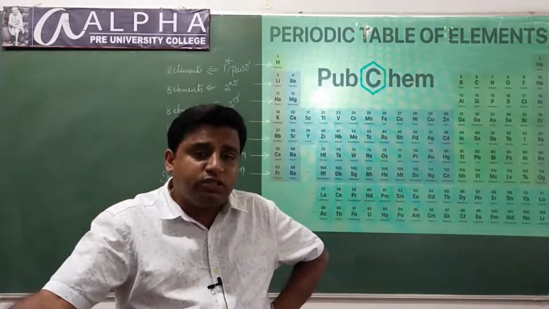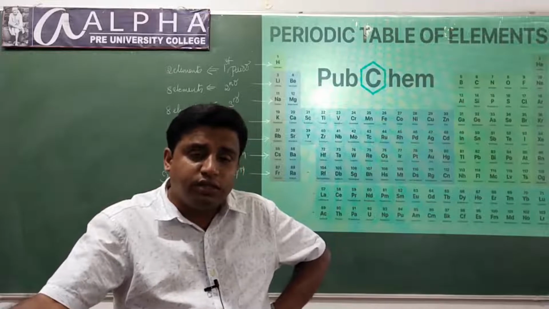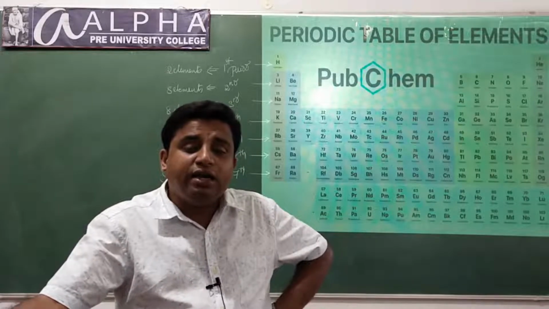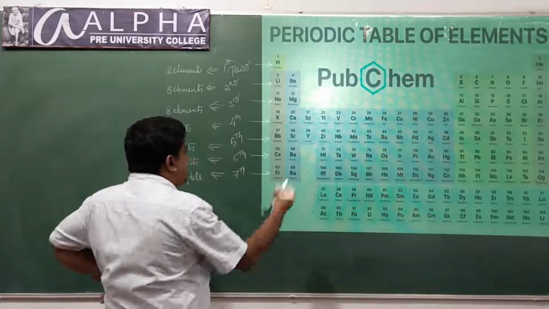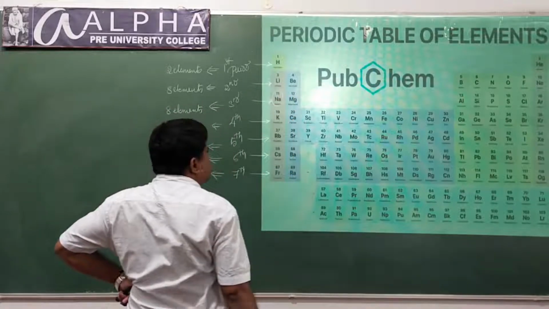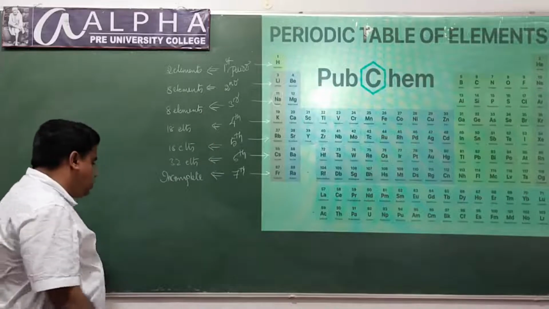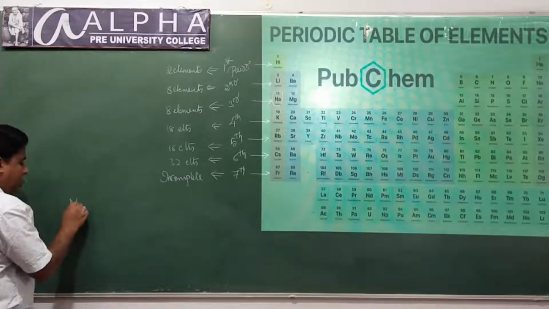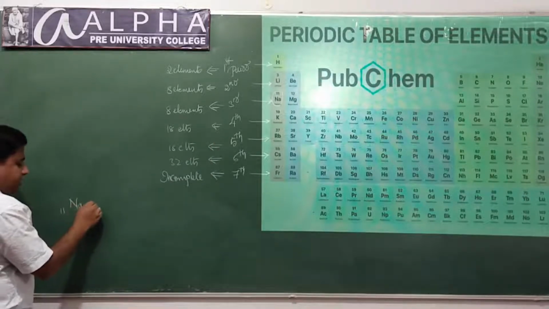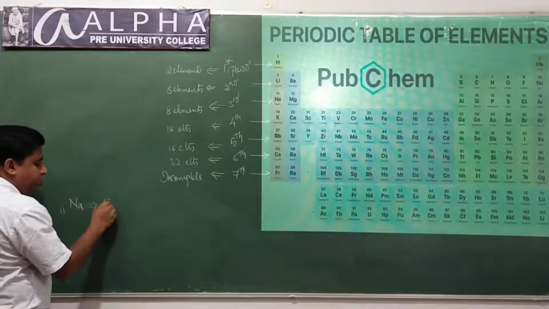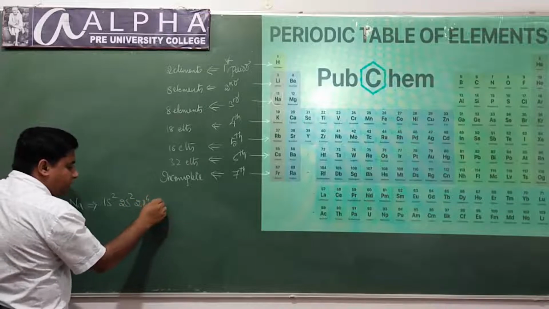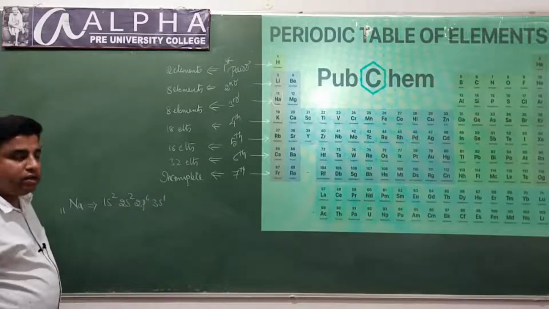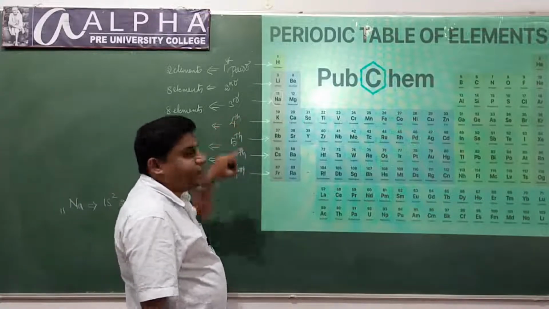Now, what was the question? Please recall the question. The question says, period number indicates what? Now, let us select any element. Say, I had selected sodium. What is the atomic number of sodium? Atomic number of sodium is 11. What is its electronic configuration? 1s2, 2s2, 2p6, 3s1. Now look at here. Sodium belongs to the third period.